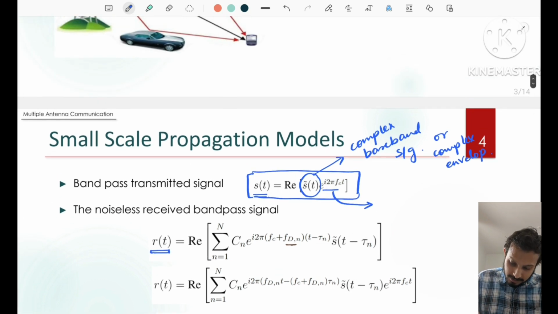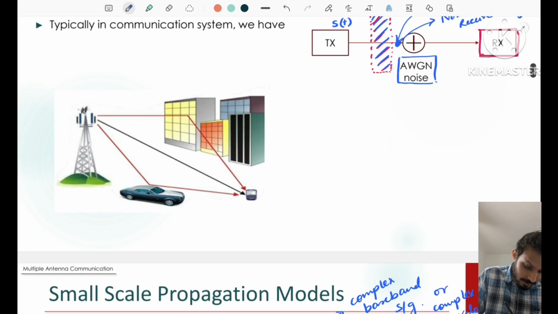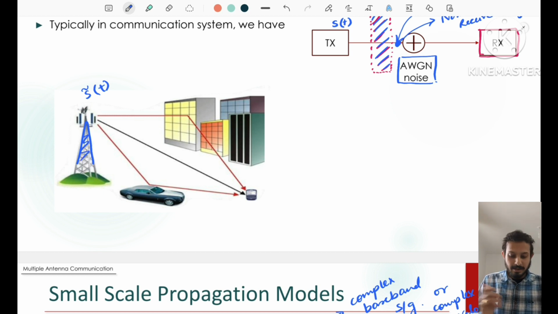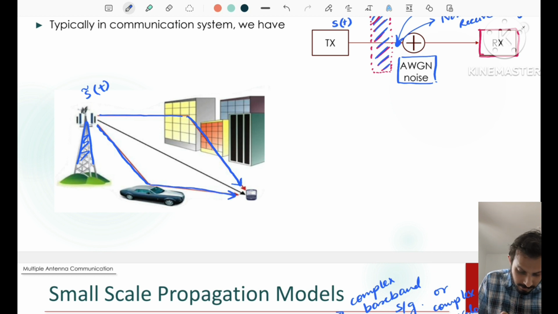Let's say we have a signal s tilde(t) that is transmitted, that is the complex envelope of the signal transmitted from the transmitter. And this signal will undergo multiple reflections. So let's say this is one path, this is another path, and let's say there are some trees in between, and this is another path. So the signal reaching the receiver from different paths will add up at the receiver.